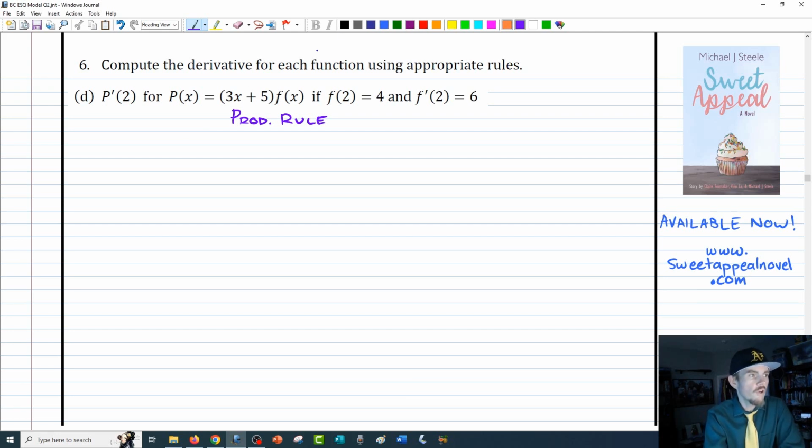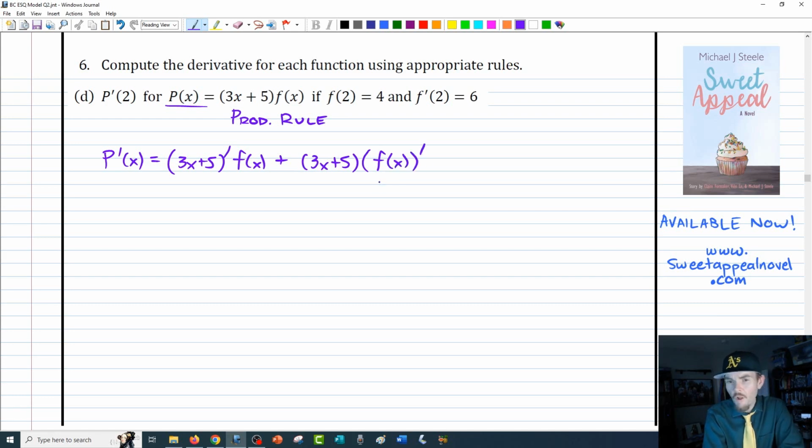Here's what I mean. First of all, I'm going to differentiate p of x. So I want p prime of x first. That's going to be the derivative of 3x plus 5 times f of x plus 3x plus 5 times the derivative of f of x. Did I say that wrong the first time? I hope not. In any event, when we clean this up, this will be 3 times f of x plus 3x plus 5, that quantity, times f prime of x. So there is p prime of x.